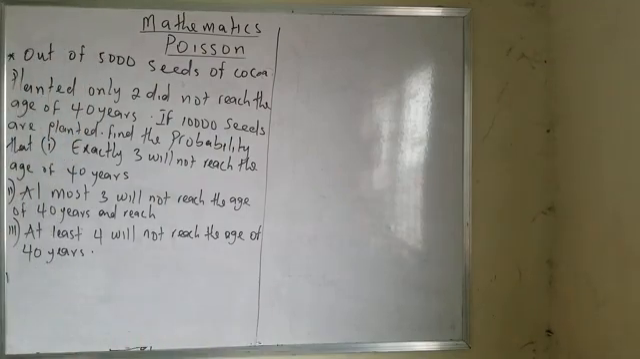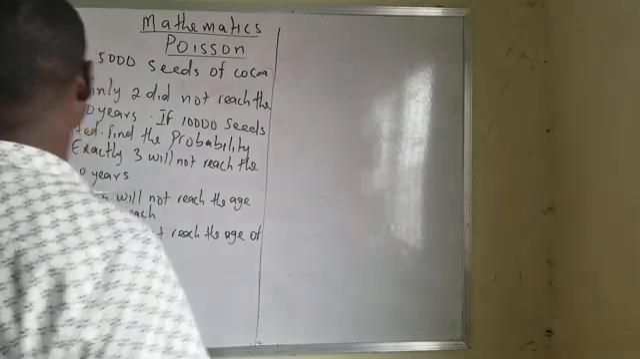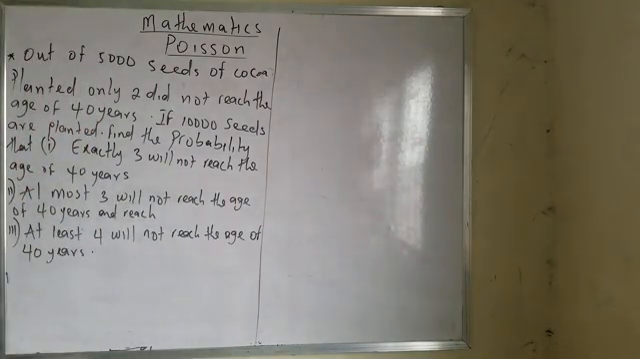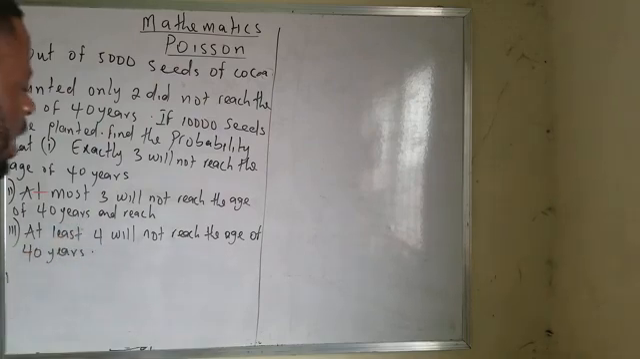Out of 5,000 seeds planted, only 2 did not reach the age of 40 years. If 10,000 seeds are planted, find the probability that 1, exactly 3 will not reach the age of 40 years; 2, at most 3 will not reach the age of 40 years; and 3, at least 4 will not reach the age of 40 years.